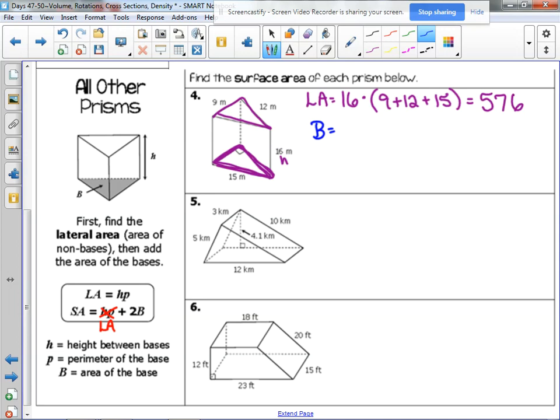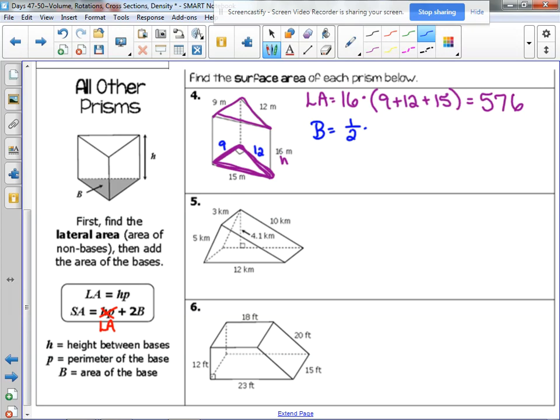Our bases are triangles, so area of the base is 1/2 times, what would be the base of the triangle? 9, 12, or 15? Let me label them down here as well. If you had to say which one was the base of the triangle there, would it be the 9, 12, or the 15? 9 or 12, either one.